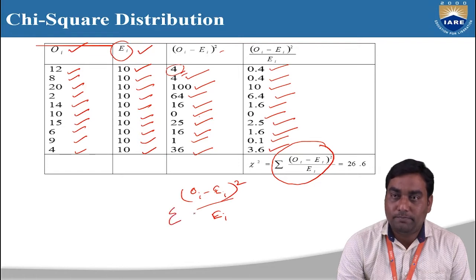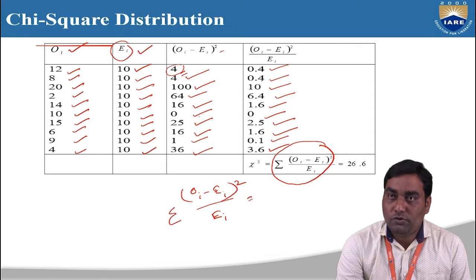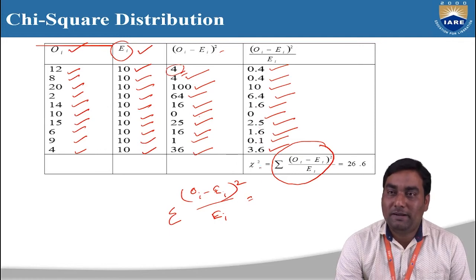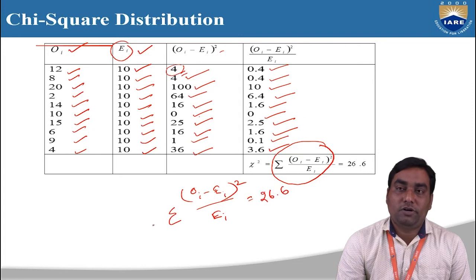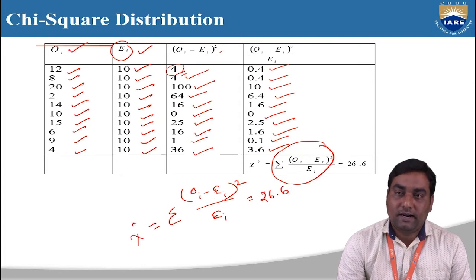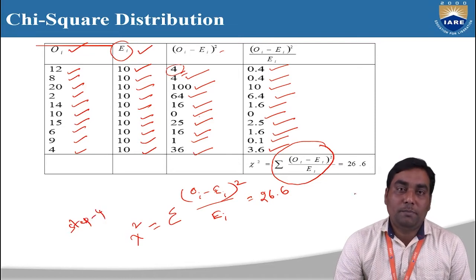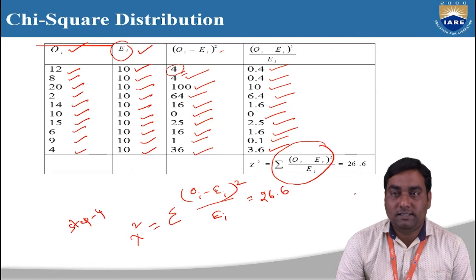If we do the sum, sigma, that means 0.4 plus 0.4 plus 10 plus 6.4 plus 1.6 plus 0 plus 2.5 plus 1.6 plus 0.1 plus 3.6. If you add all the terms, you get 26.6. This is the chi-square value, step 4 in the procedure of test of hypothesis.